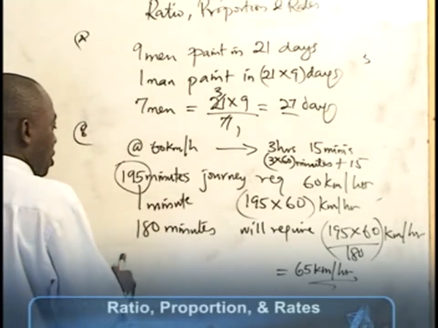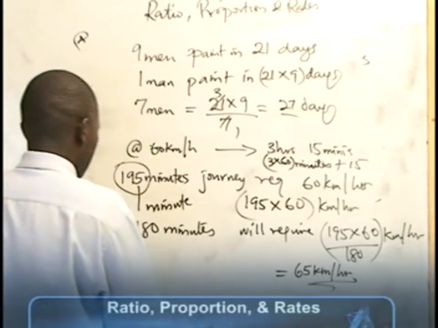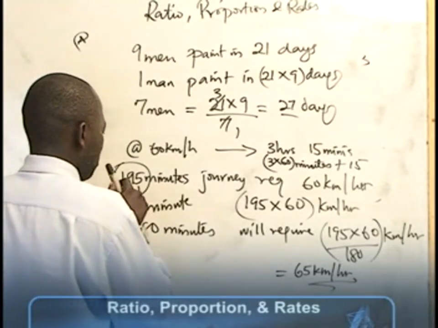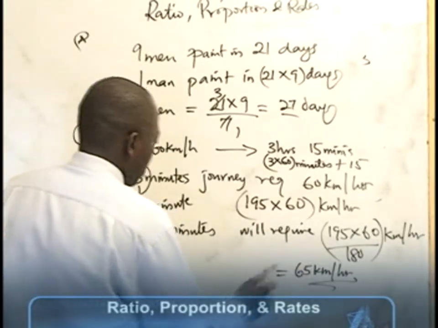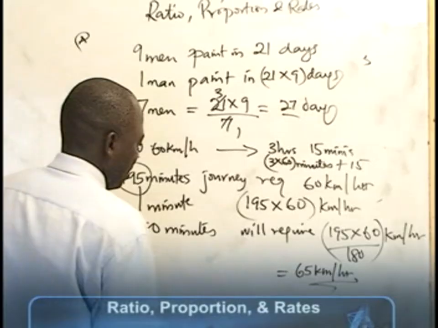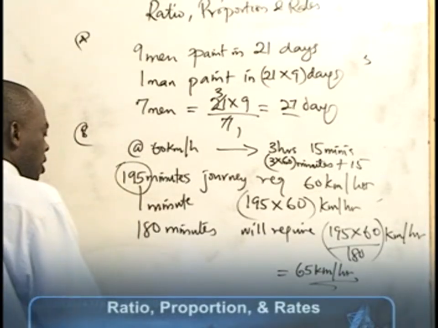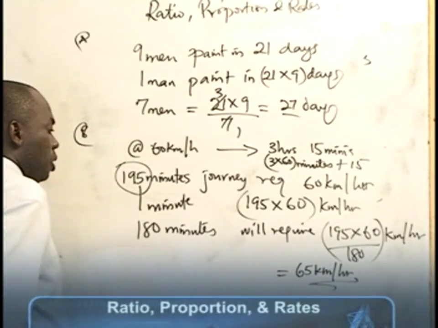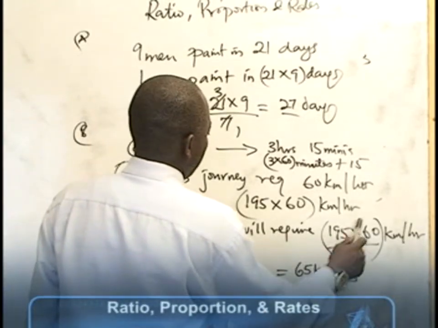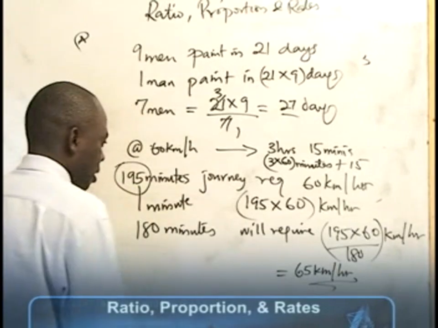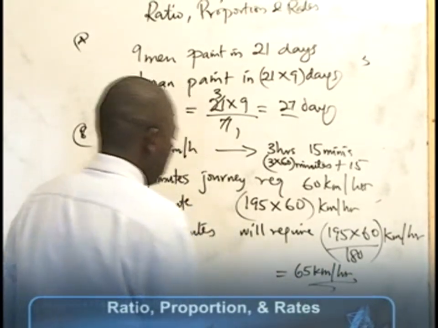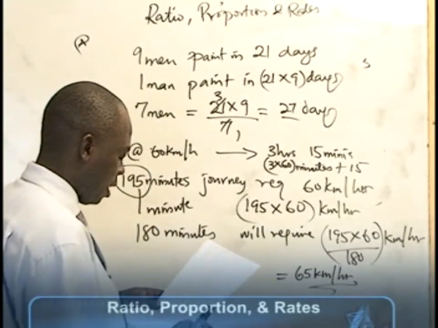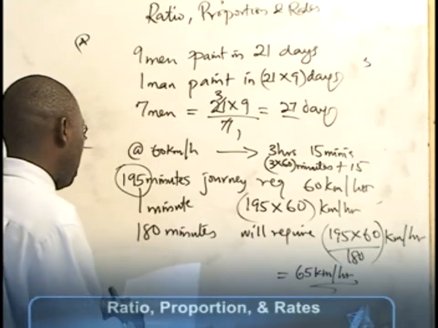Then the actual question is, if somebody wants to achieve a journey in 3 hours, which is 180 minutes, what kind of speed will he have to maintain? We said it is 195 times 60 divided by 180. And when we calculated it, we got 65 kilometers per hour.